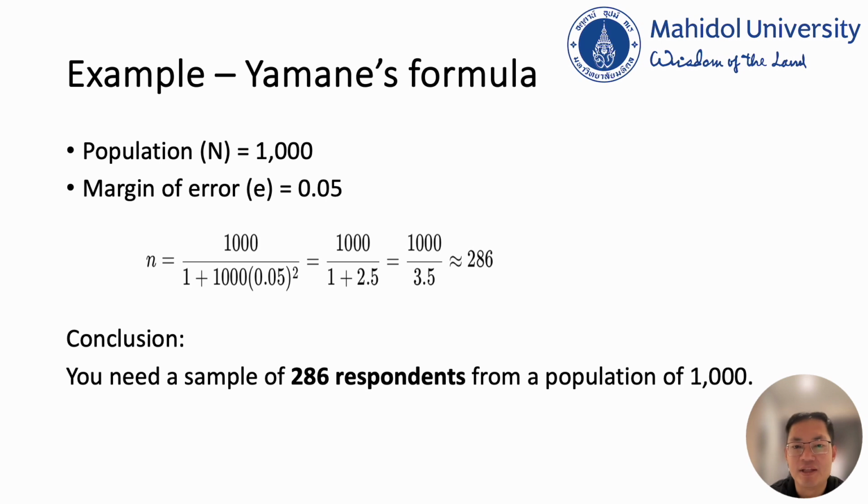Let's apply Yamane's formula. Say your population is 1,000 people, and you want a margin of error of 0.05. Plugging the numbers into the formula, you will get a required sample size of 286. You can also use online tools such as Raosoft or SurveyMonkey's calculator to confirm the result. These tools simplify the process and reduce calculation errors.